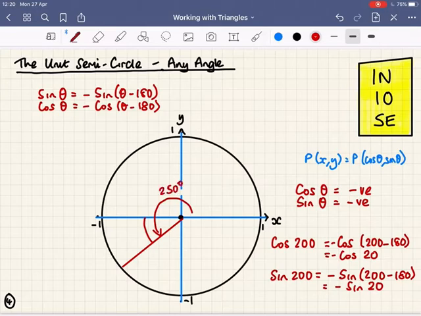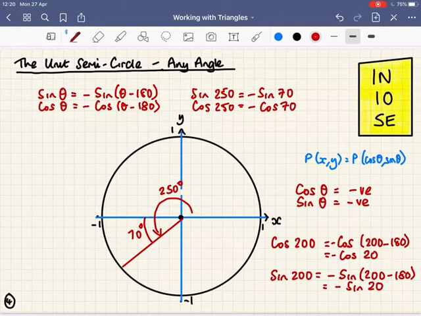Well, 250 degrees is going to give me, so sine 250 would be the same as minus the sine of 250 minus 180, minus sine of 70, because the angle that I'm constructing here is 70. And cosine 250 would be equal to minus cosine of 70. The two are partners, their signs are just different.